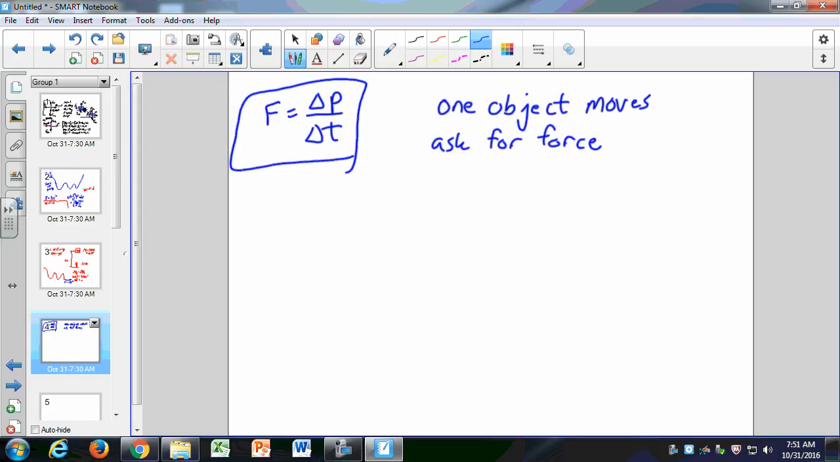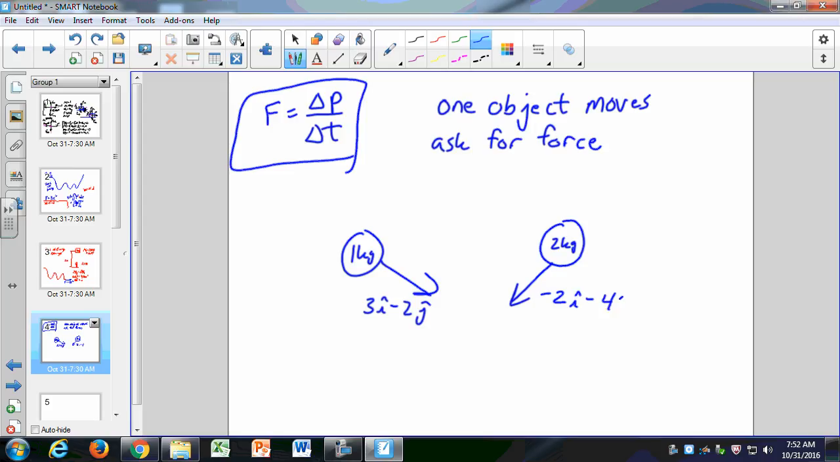Second, you'll have a 2D collision. It'll be just like what we worked in class. So I'll give you two objects. I'll give you their masses, 1 kilogram, say, 2 kilograms, say. I'll give you their velocities in vector notation. So this would be 3i minus 2j. I'll give you all this. This would be minus 2i minus 4j.